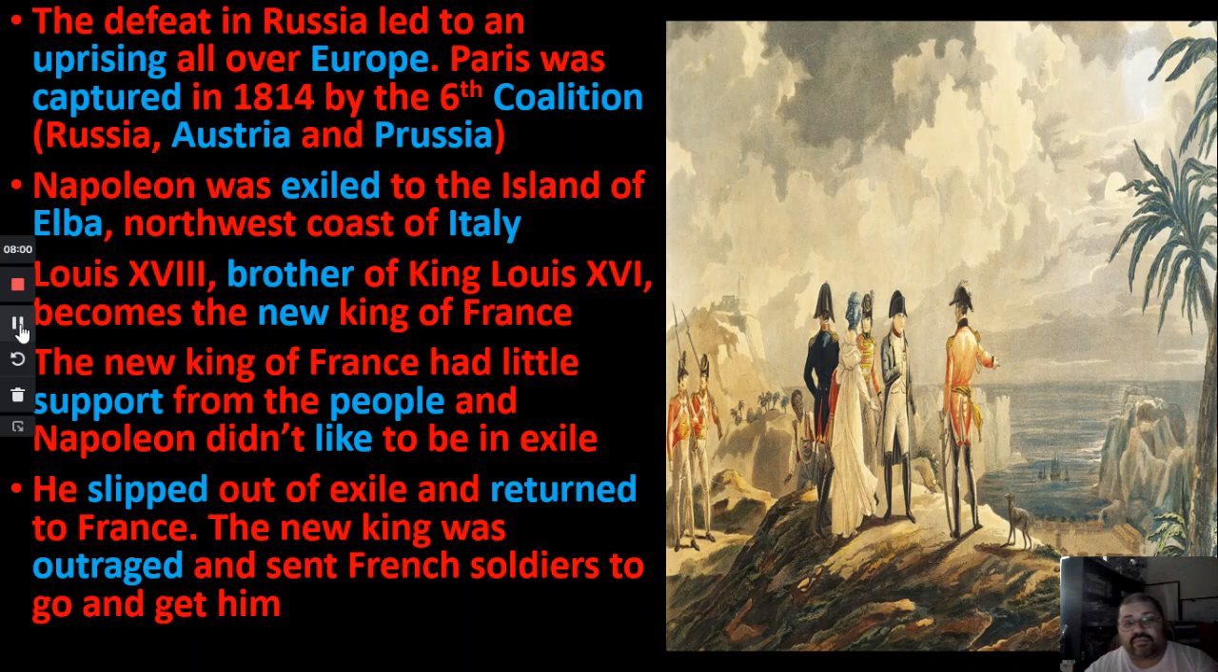Paris, the capital of France, was captured in 1814 by the Sixth Coalition, which is basically Russia, Austria, and Prussia. Some of these countries don't like each other, but because they hate France more, they teamed up and they basically captured Napoleon and beat him. So he was exiled to an island called Elba. That was basically his own little private island, but it's his jail.